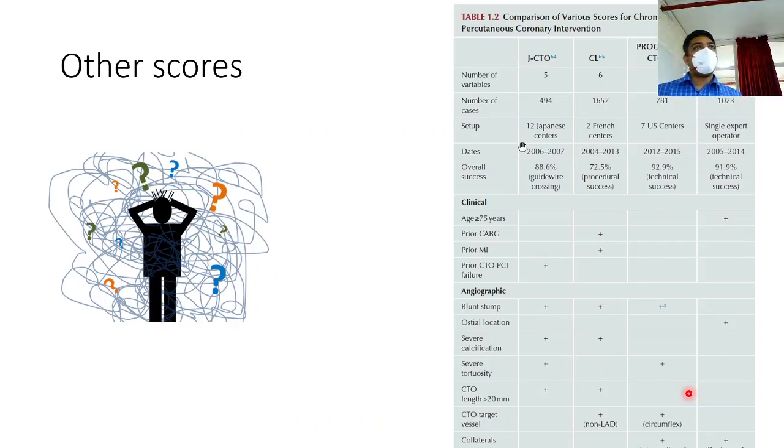Then the risk is also there. This is not compared to a CABG putting a graft for a CTO. The risk is very high. What is the usual complication you must be coming across? What is the complication rate?